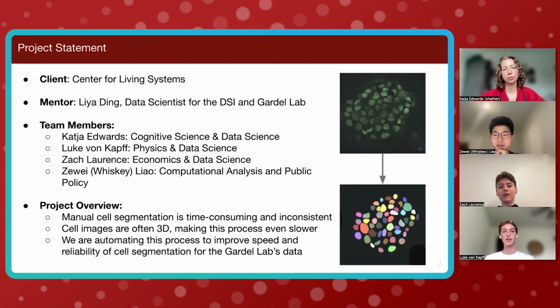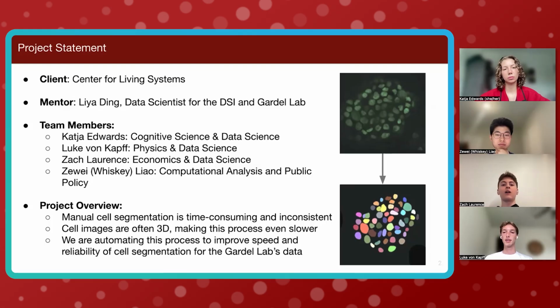Starting at a high level, cell segmentation is the process of distinguishing cell boundaries and labeling cells for microscopic images. Doing this by hand is slow and time intensive, which limits researchers' ability to process large data sets. This is especially the case for 3D microscopy images.